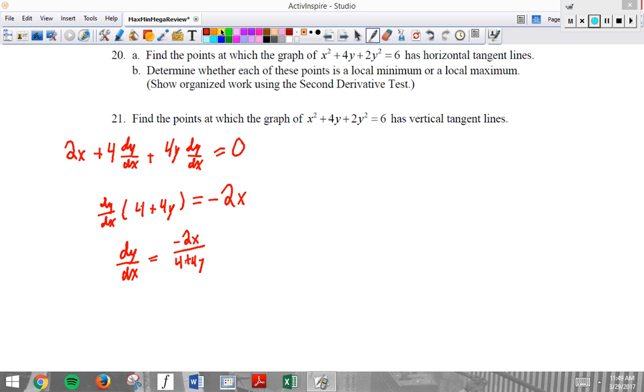So, horizontal tangents. This is a good time to review. A horizontal tangent would be dy/dx equals 0. That's enough to get the top equal to 0. And as we all know, that would imply that x would be 0.